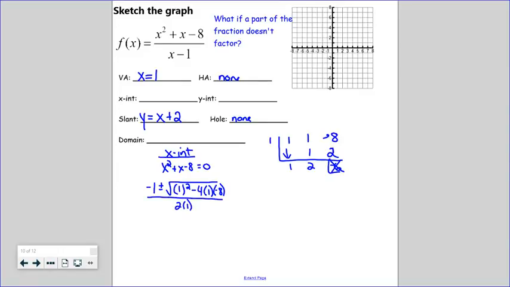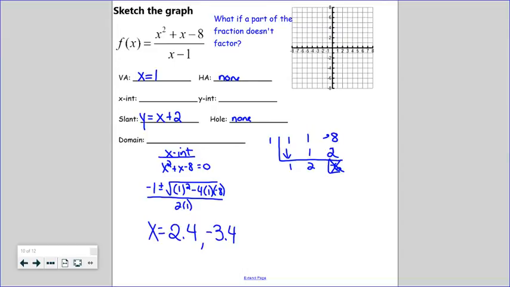Which is exactly what happens on this one. When I set this one equal to 0 and solve, I get two answers. My two ugly answers are, if I'm remembering correctly, something like 2.4, and then I do the negative version and get like negative 3.4. Okay? They're just ugly decimals, but it doesn't change what I do. I still put those dots on my graph.